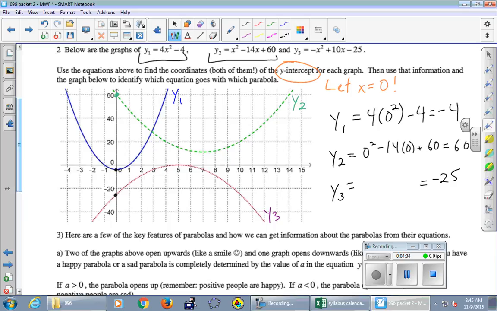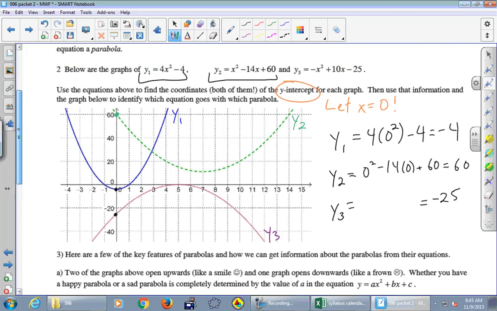All right, next observation down here in 3a. 2 of the graphs above open upwards like a smile, and 1 graph opens downwards like a frown. Whether you have a happy parabola or a sad parabola is completely determined by the value of a in the equation. Let's just grab the values of a from the beginning here.